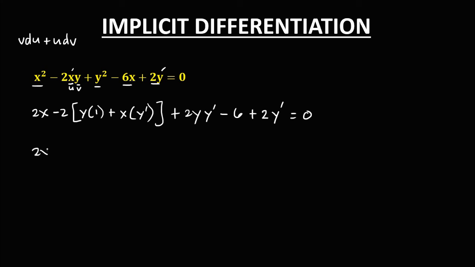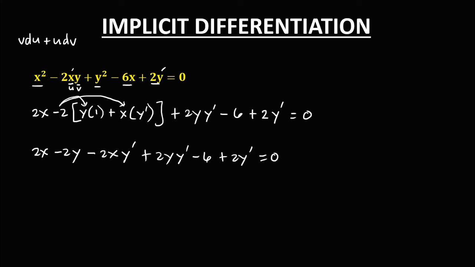Then simplify, so we have 2x, so distribute. This one is negative 2y, then distribute. So we have negative 2x y prime, then plus 2y y prime, minus 6 plus 2y y prime, then equal 0. Then combine all terms with y prime. So we have this negative 2x y prime, then plus 2y y prime, then plus 2y times y prime, then equals, so transpose all the terms with no y prime.